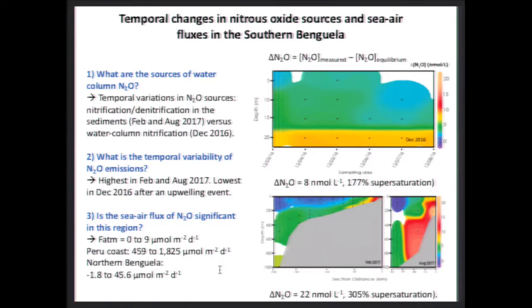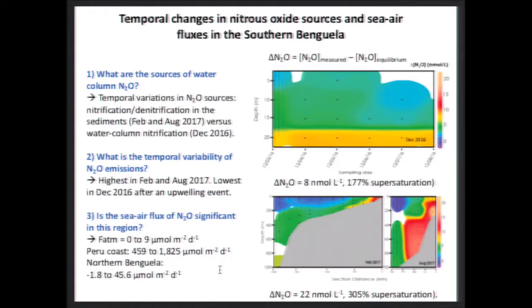And here I included some plots showing delta N2O, which is the concentration of N2O measured minus the N2O concentration at equilibrium. And you can see that it's highly variable. This is December 2016, February and August 2017. We can also see that the emissions, where the concentrations are highest at the surface, are in February 2017.